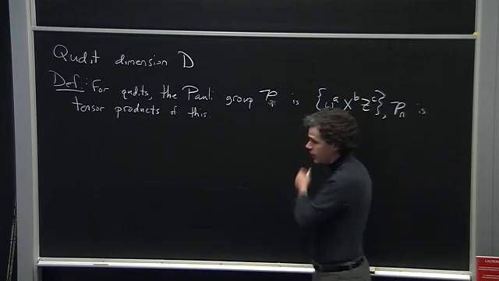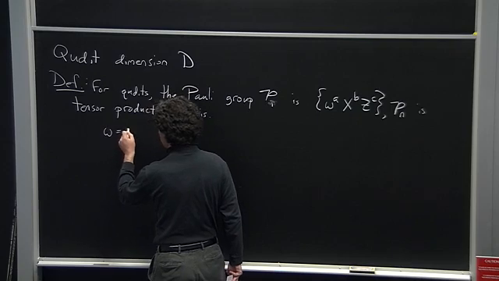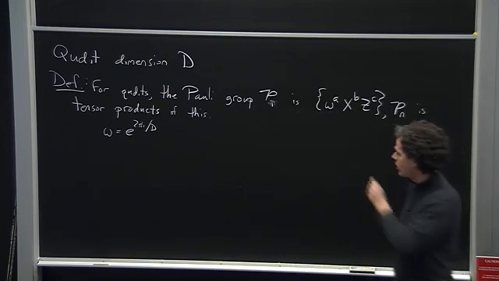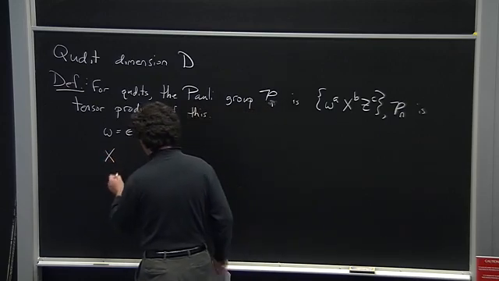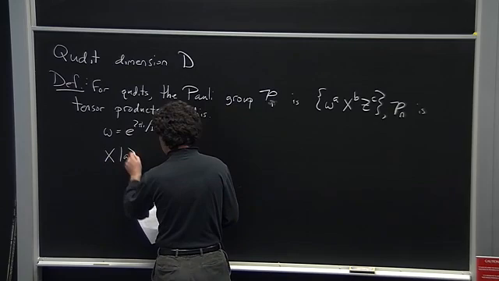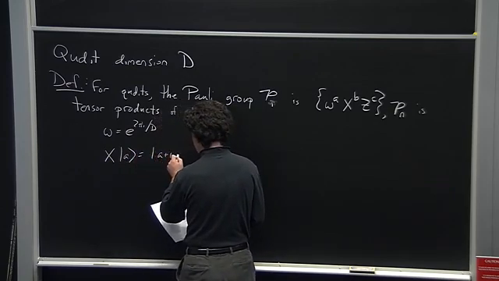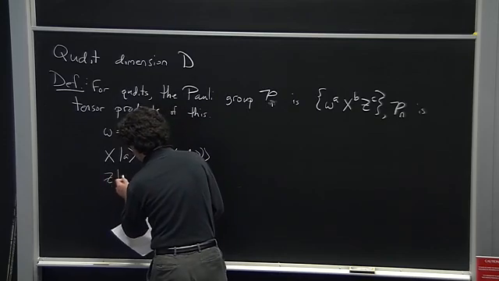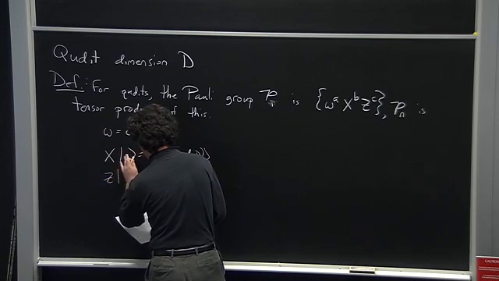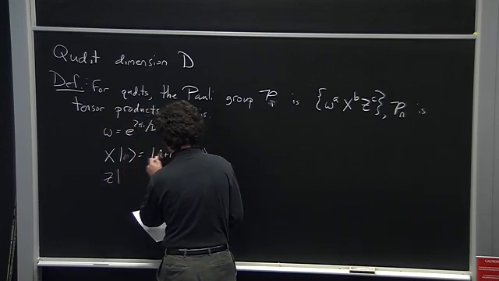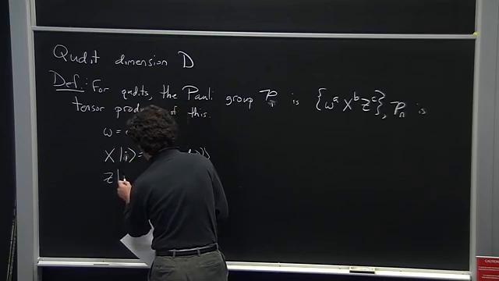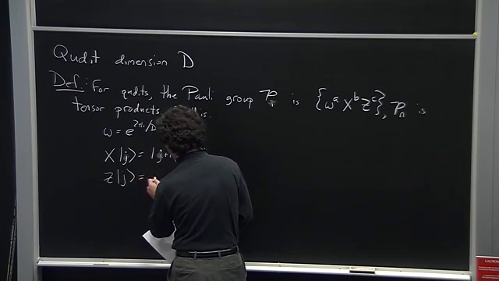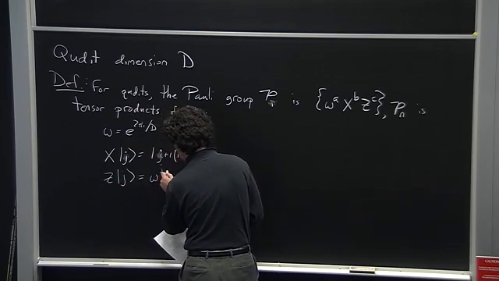And so then what are these things? Well, ω is just a d-th root of unity. Let me get back to that in a second. X is the analog of the bit flip, which is going to be the operator that adds 1 mod d. And Z is the analog of the phase flip. And so what it does is multiply by ω to the power j.